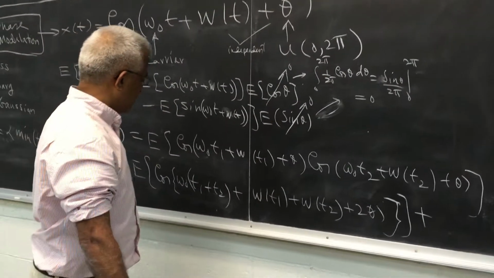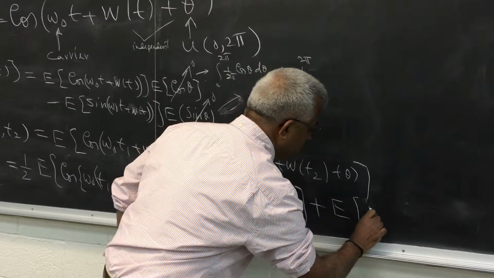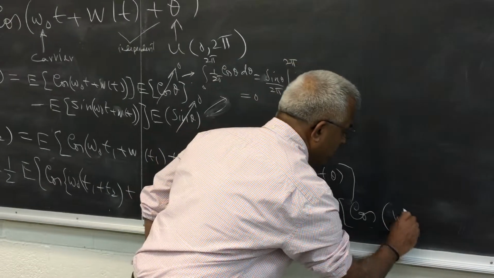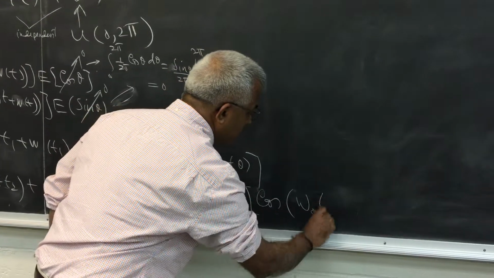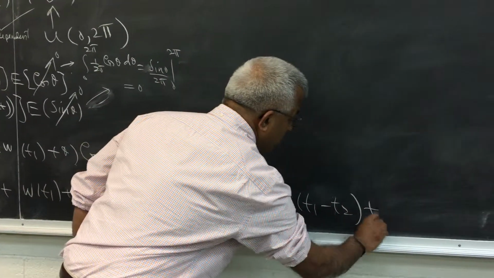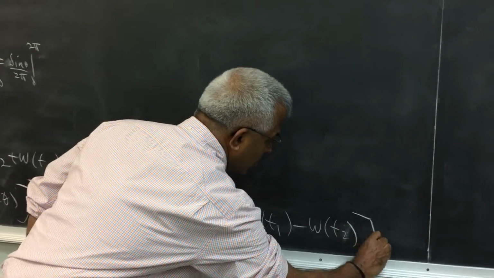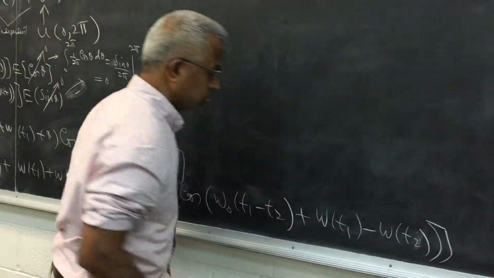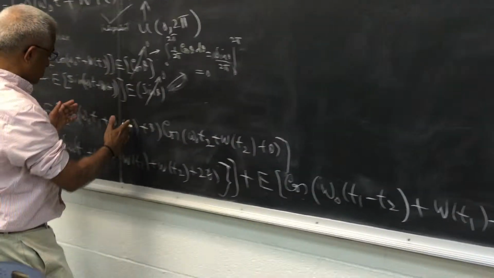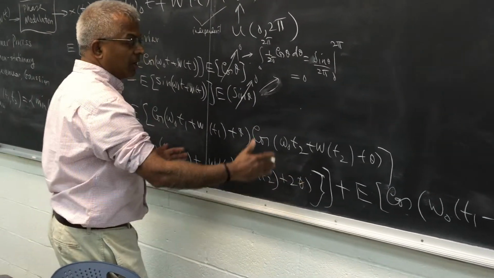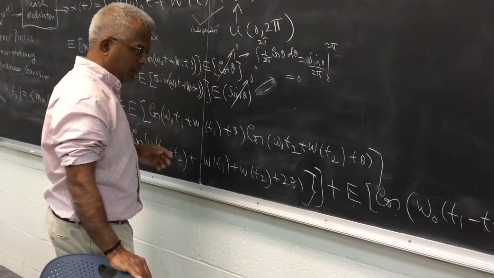Plus another expression involving cosine again, because the expected value of cosine of omega naught (t1 minus t2) plus w of t1 minus w of t2. That's it. Because this is A, this is B. So A plus B is what I have written here. For A minus B, notice that the theta goes away. For A minus B, you get that one.